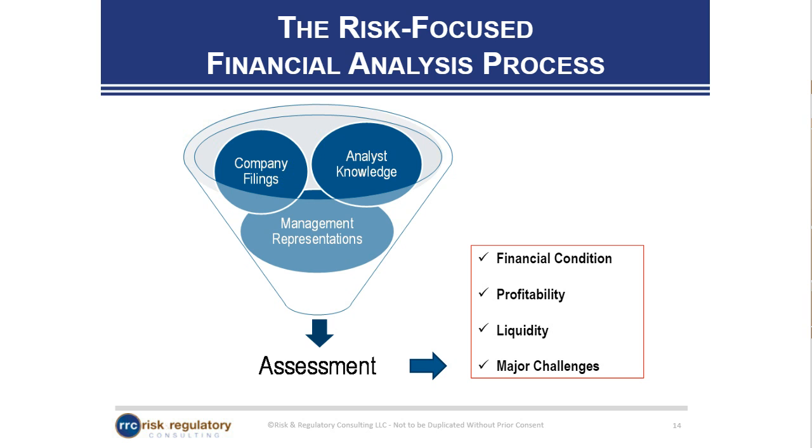Next, with liquidity, we consider the liquidity position of the company. Oh, I skipped over that one. Okay, I'm sorry. The liquidity position of the company. Are there any concerns with future cash flow or liquidity? Does it have the ability to adapt in less than optimal situations? And finally, what are the major challenges the company faces? Are they exposed to catastrophes? Do they have restructuring going on? Or what is going on that is significant to the company that could ultimately impact the risk categories?